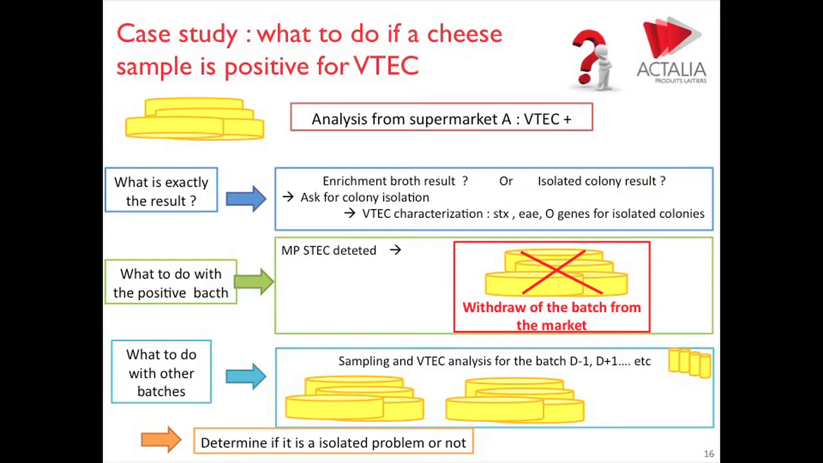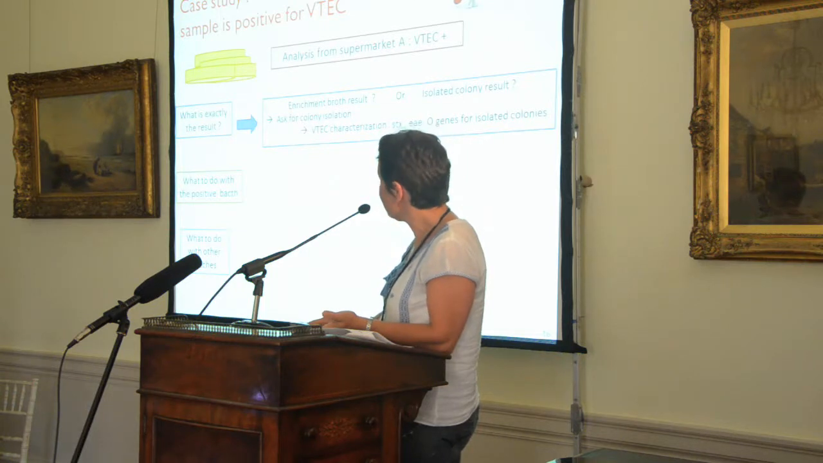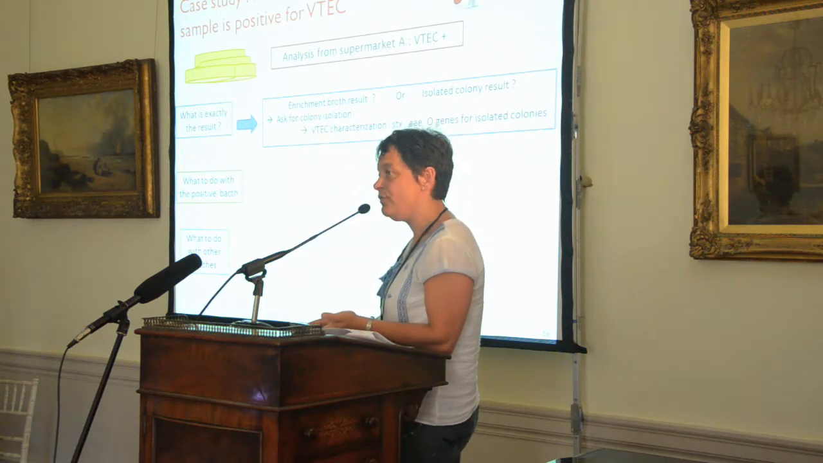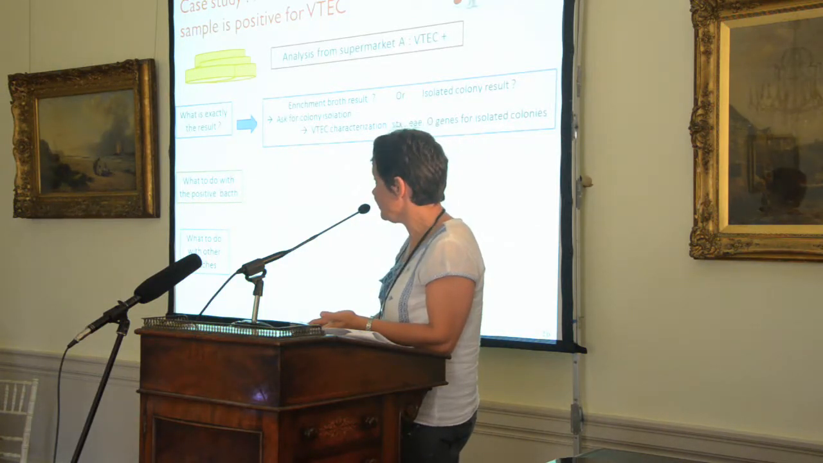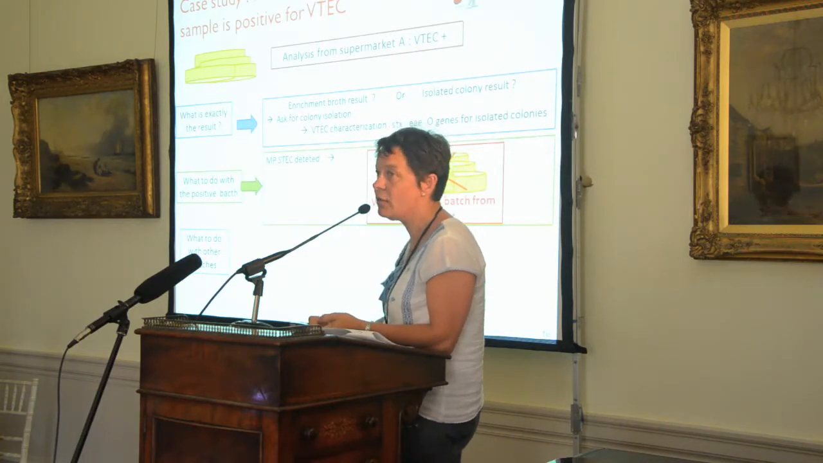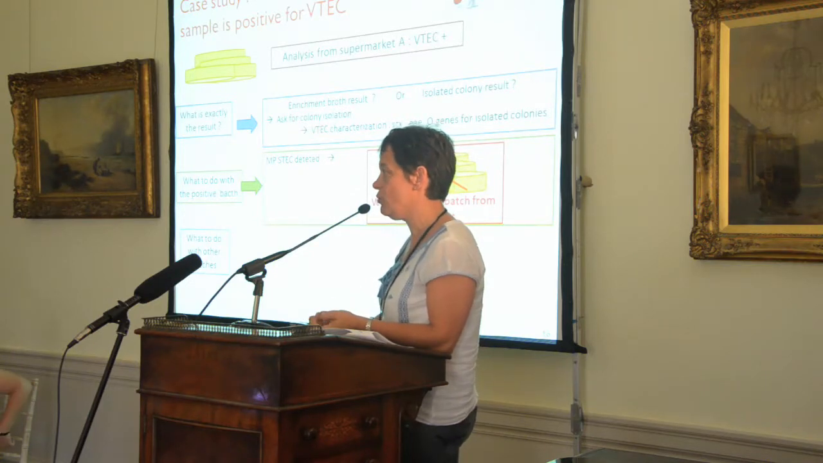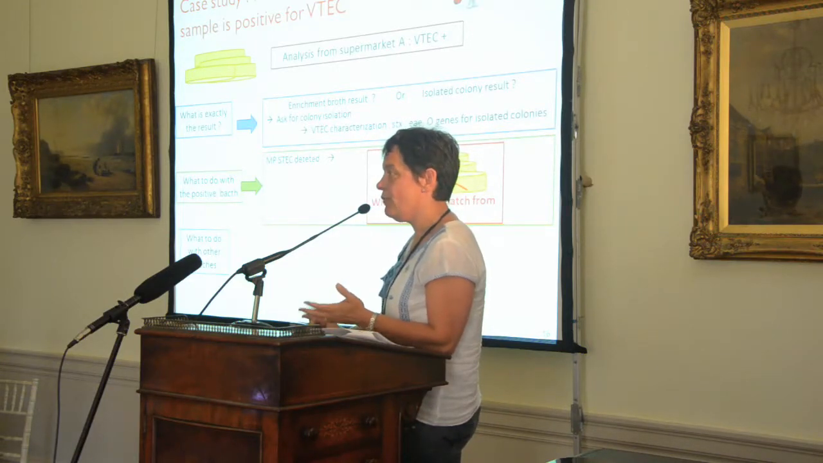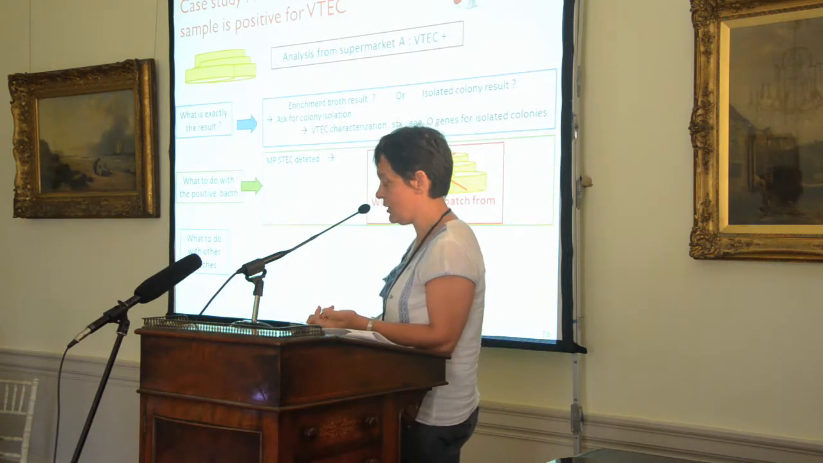So the first point is that you should ask for colony isolation, or otherwise, if you've got isolated colony results, you should ask for a bit more detail about the VTEC characterization, let's say, what kind of virulence genes you've got, and of course, what serotypes you are looking for. Anyway, if by any chance you've got, for example, a cheese batch having one of the 5 serotypes and having stx1 genes and eae genes, well, first of all, if you've got the serotype detected, we are not allowed to put the batch on the market, so if it's already there, you have to withdraw it.